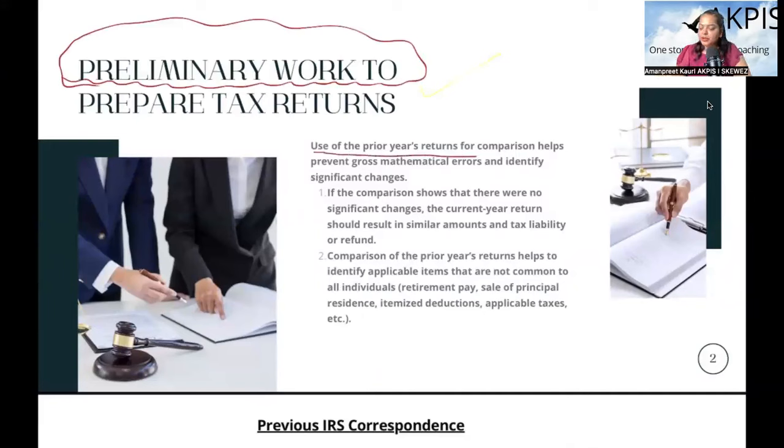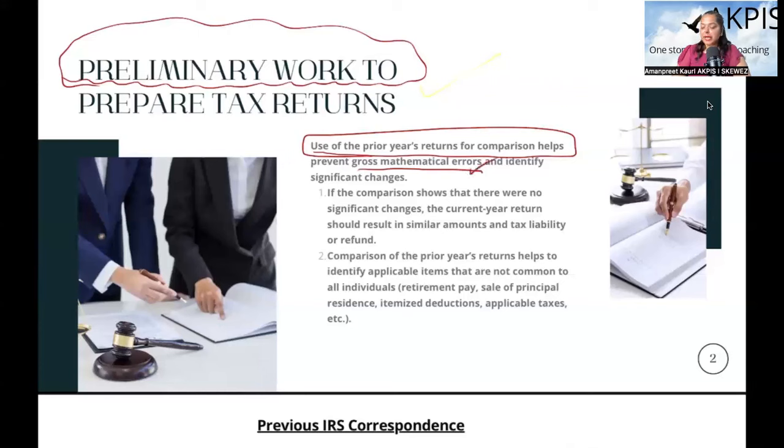Use of the prior year returns for comparisons. That means if you are filing your tax return for 2023, why are the tax return details for 2022 important for you? Just to make a comparison. Why is a comparison required? Just to prevent any gross mathematical errors. That means for accuracy, if you're filing your current income tax return, you are supposed to refer to the previous income tax return also, just to ensure accuracy and to prevent any mathematical errors.